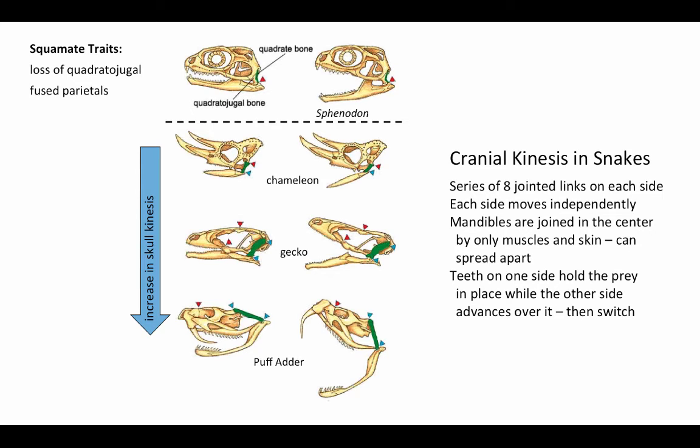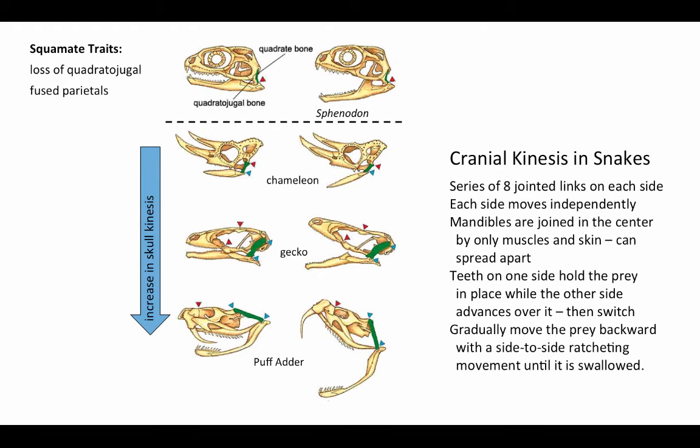So the way they do this when they're swallowing prey that's very large is that they'll use one side of their jaw to hold the prey item in place, while the other side is going to stretch and advance over the top of it. Then that side grabs on with its teeth, and the other side releases and kind of walks over the prey to move it down into its throat until it's completely swallowed.